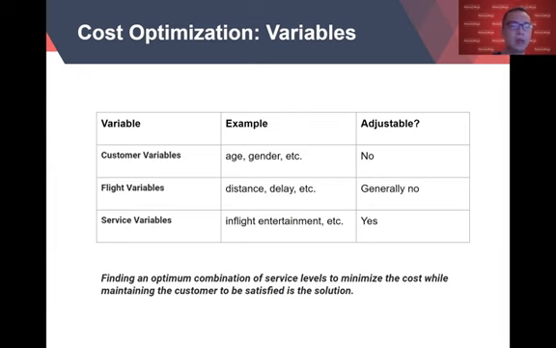And last, we have service variables. These represent all the services provided by the airline and can be adjusted by the airline. Service variables are the only adjustable variables, and because different services have different cost levels, finding the optimum combination of service levels to minimize the cost while maintaining customer satisfaction is the key to our solution.